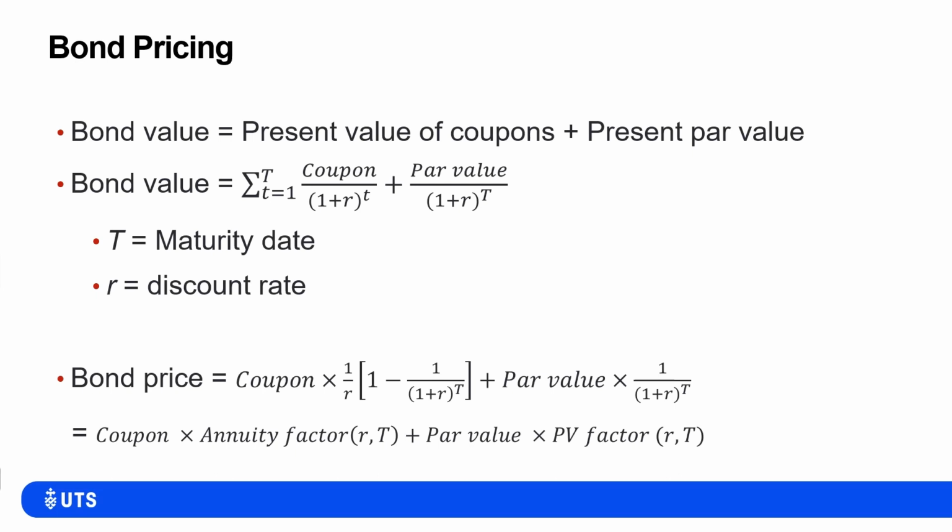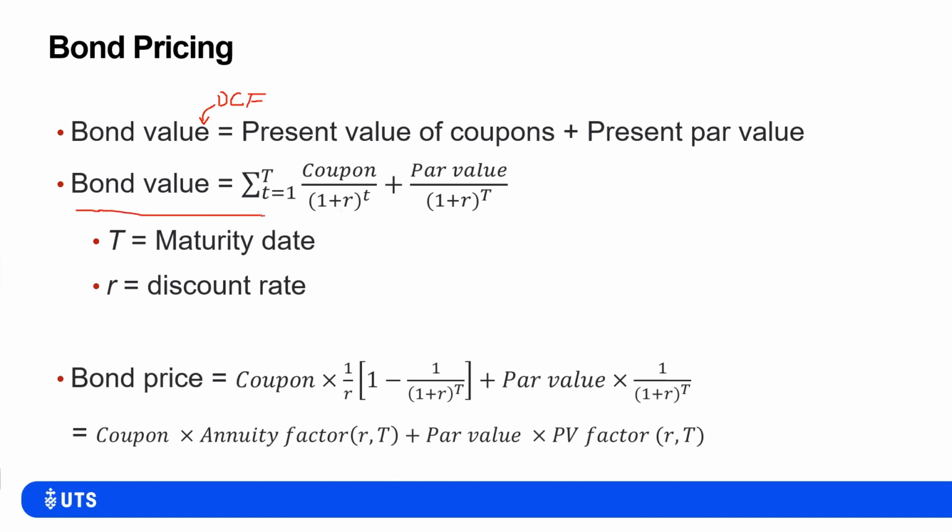Now let's talk about bond pricing. Bond value can be calculated as the present value of coupons plus the present value of face value. So it's essentially just the discounted cash flow models we learned about in previous lectures. Therefore, the formal formula for bond value is as stated in the first equation over here, where the uppercase T represents the maturity date, and this R here represents the discount rate.